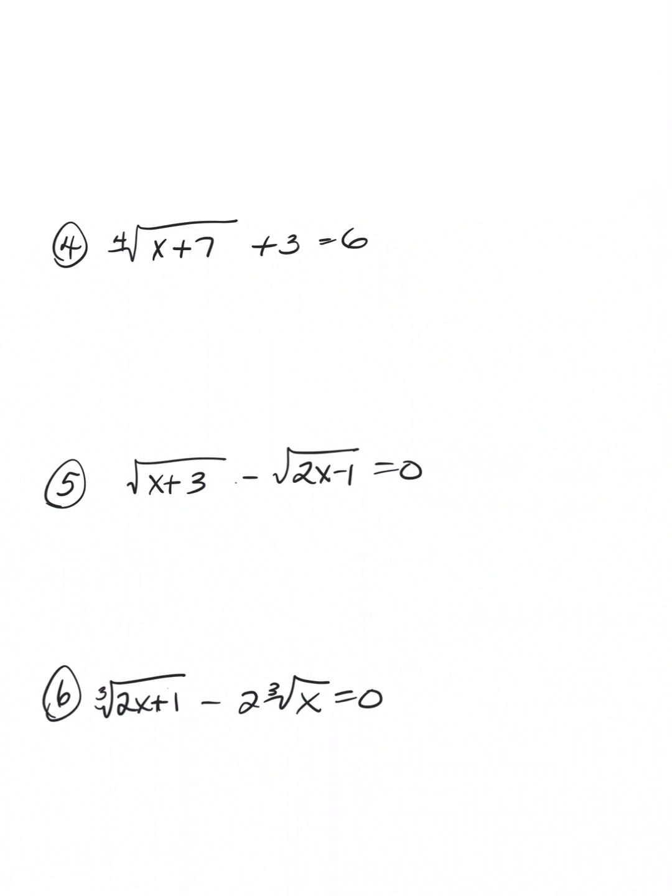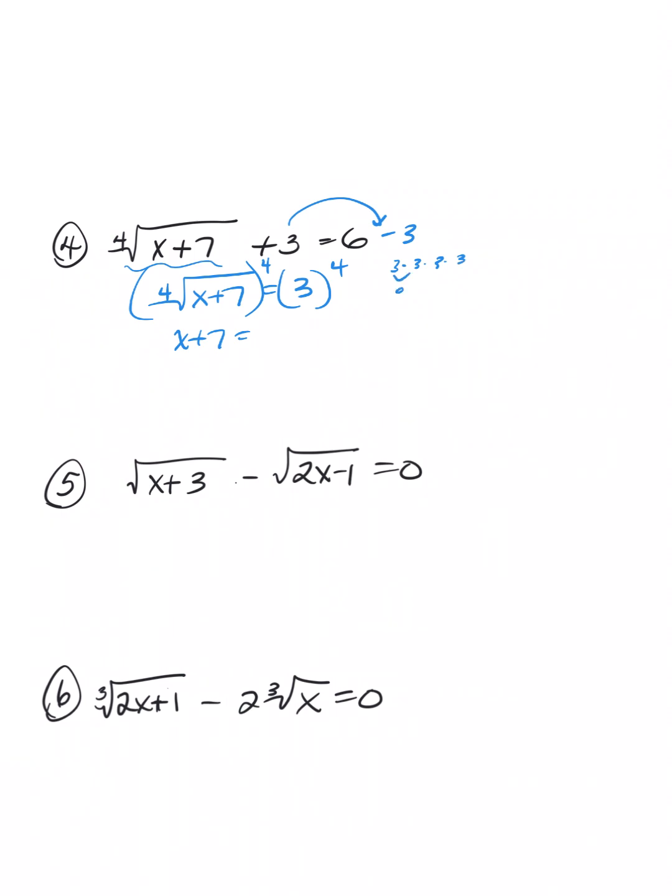Number 4. I need to isolate this guy, so I'm going to move my 3 over by subtracting. So I'm going to have the fourth root of x plus 7 equals 3. Now I need to raise them to the appropriate power. In this case, the power is a 4. So the guts will fall out over here. 3 to the 4th, it's 3 times 3 times 3 times 3. This might help. This is 9, this is 9. So what's 9 times 9? 81. Then I go back and I solve by subtracting 7, and I get 74.